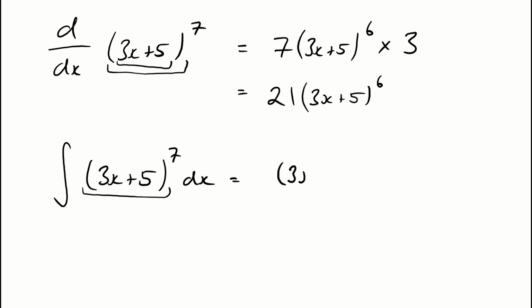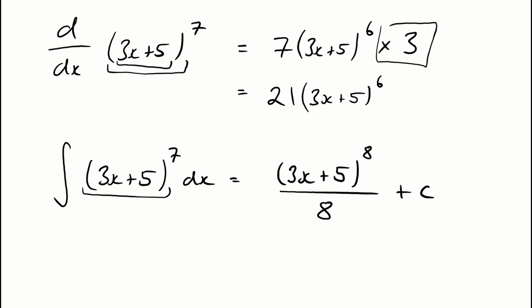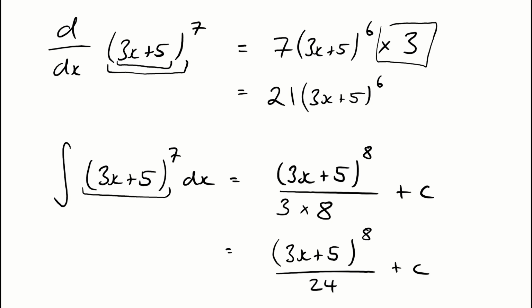Let's integrate this bracket as if it were a variable in itself. So we end up with our 3x + 5, add 1 to the power, divide by the new power, with our + c. But now, instead of multiplying by the derivative of what's inside, let's divide by the derivative of what's inside of those brackets. So our final answer here would be (3x + 5)^8 over 24, plus c.